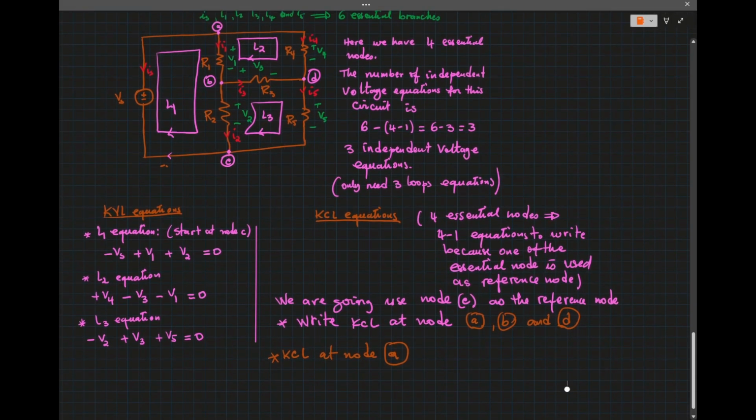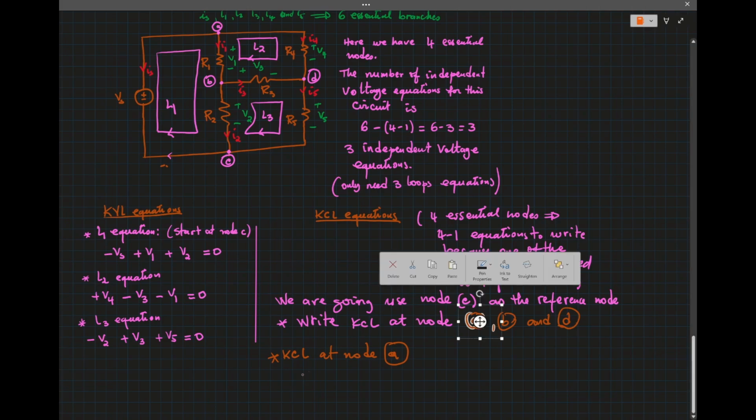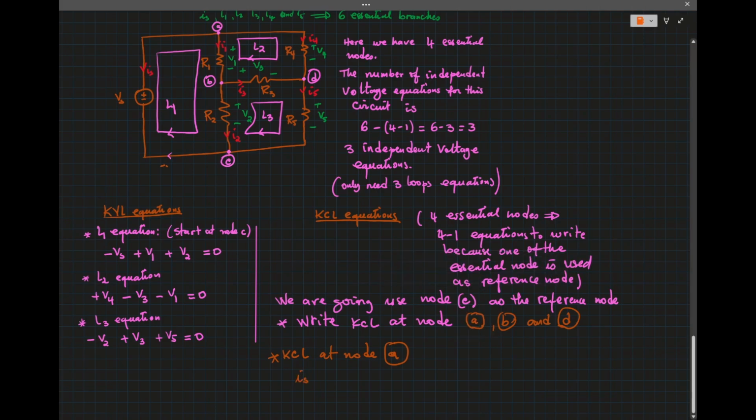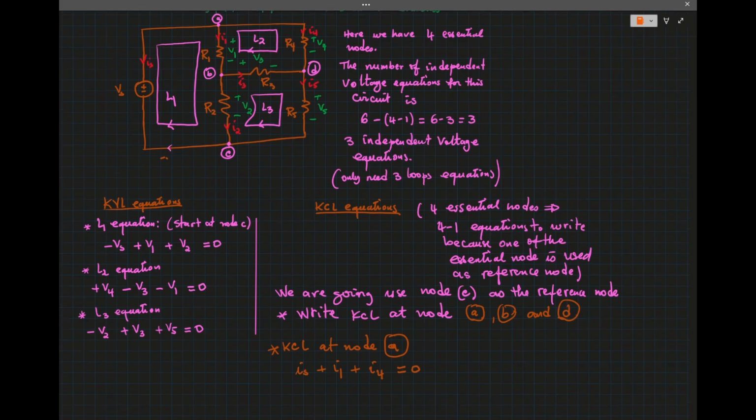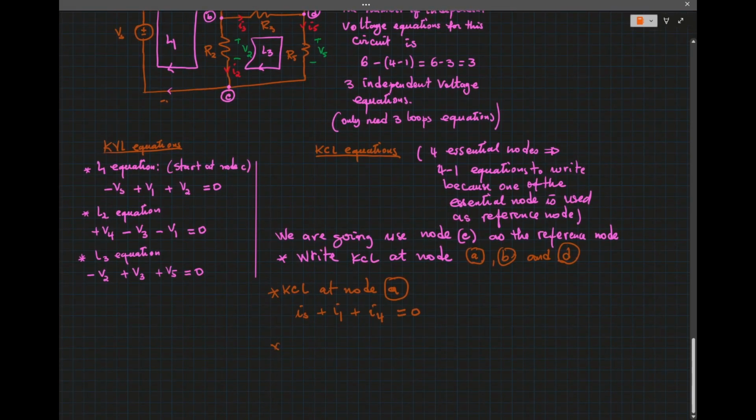So at node A, what do we have? We have the current leaving the node will be IS plus I1 plus I4, and then we have no current coming to that node, so that is equal to 0.